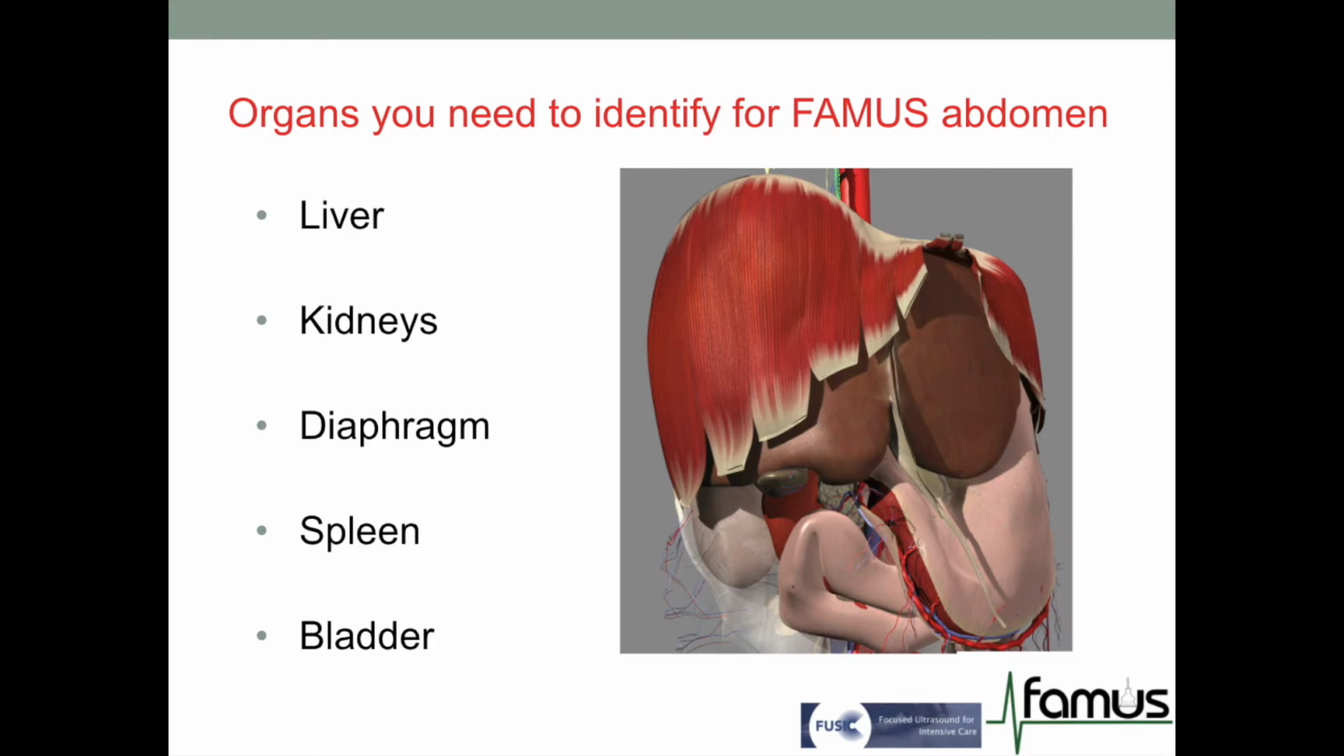So, as clearly stated in the template of the report of the FAMOUS study, what are the main organs that need to be identified in a FAMOUS study? They are the big parenchymatous organs, the liver and the spleen, which are intraperitoneal, the diaphragm, the spleen and the bladder, and also, of course, the kidneys, which are retroperitoneal.